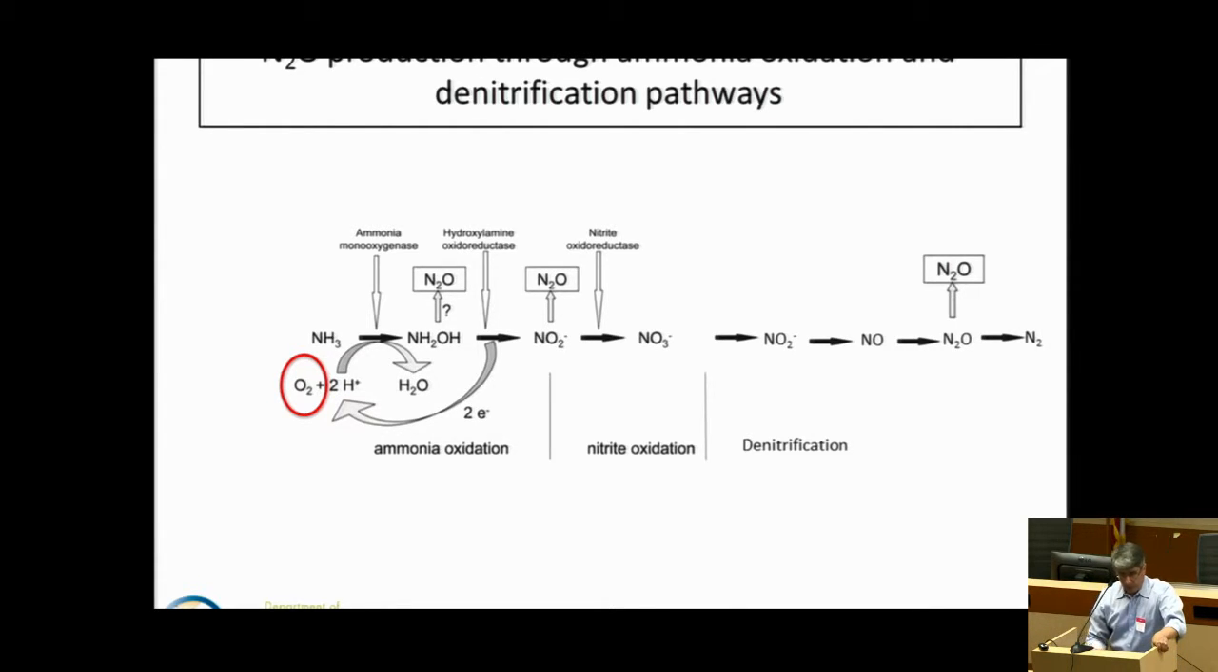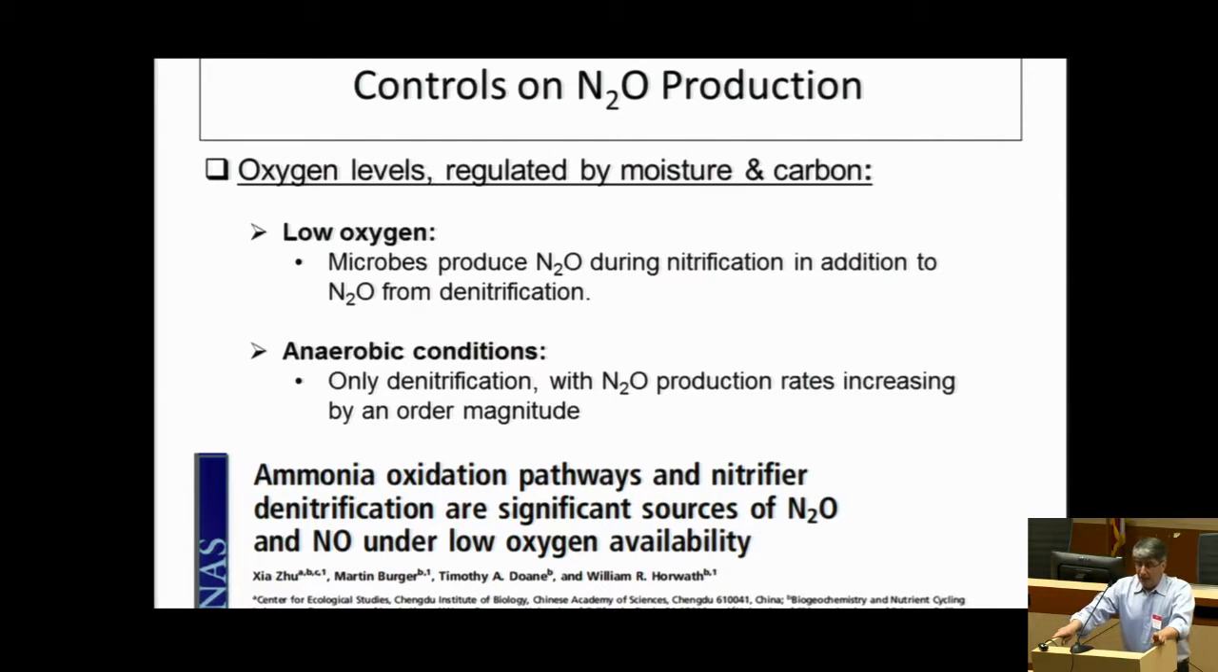So we wanted to know a little bit how the oxygen regulates these different processes. And we showed that under low oxygen levels, that's to say 1 or 2 or 3% oxygen in the soil, the microbes produced N2O mostly during nitrification and also some in the denitrification process. And then when the soil went completely anaerobic, there was only denitrification, and not only that, but the rates of N2O production went up by an order of magnitude.